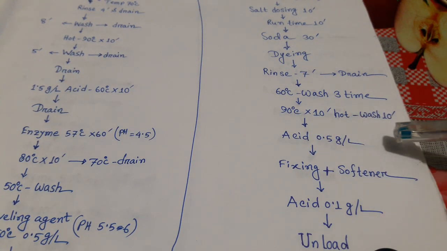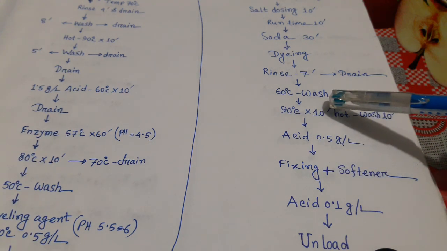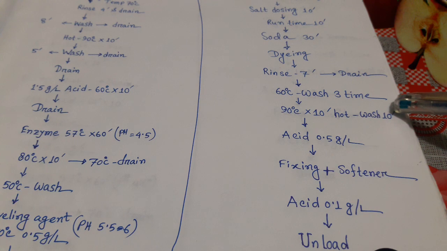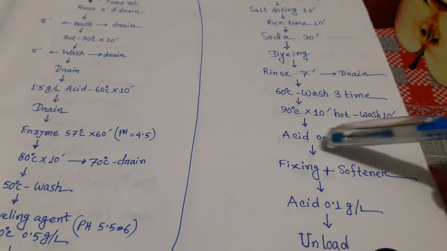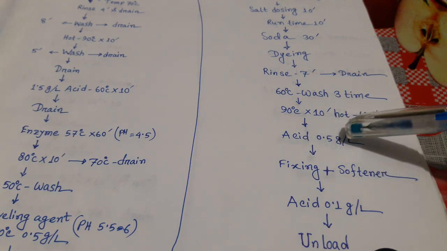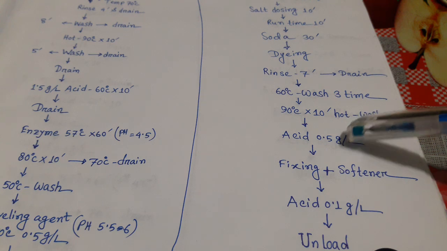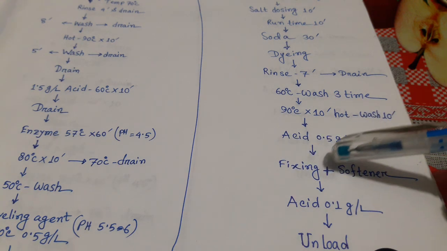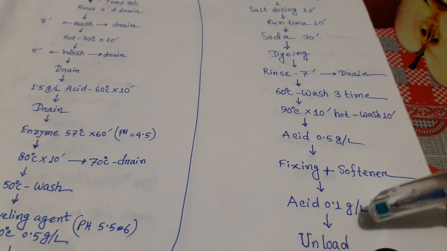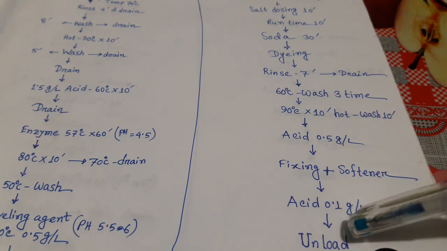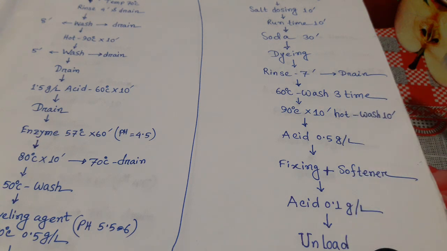Then at 90 degrees centigrade for 10 minutes, hot wash for 10 minutes and then acid using 0.5 gram per liter, then fixing and softener using. After that, acetic acid using 0.1 gram per liter and unloading the fabrics.